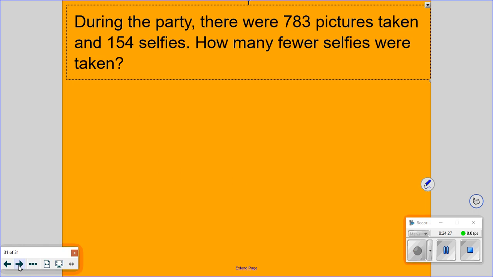Last one. During the party, if you need to turn the page, that's fine. If you need to just draw a line, that's fine. There's plenty of room on that page. You can also write on the backs of the paper.